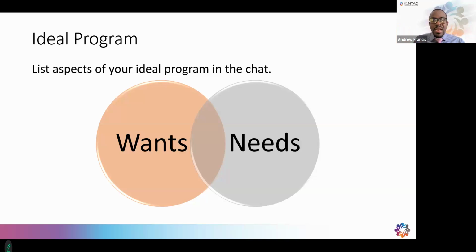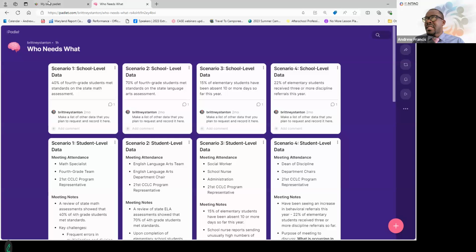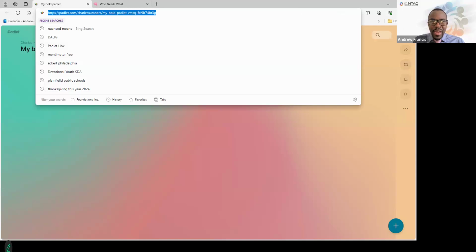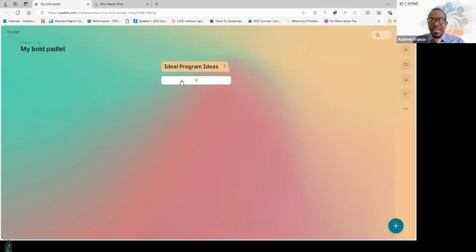So one thing that we want to start doing with you in the session today is for you to think about your ideal program. And I'm going to toss this Padlet here. As Shaz puts the link in the chat, I'd like for you to click the plus sign right here on the Padlet and post your ideas. As many ideas as you can post in a couple minutes.